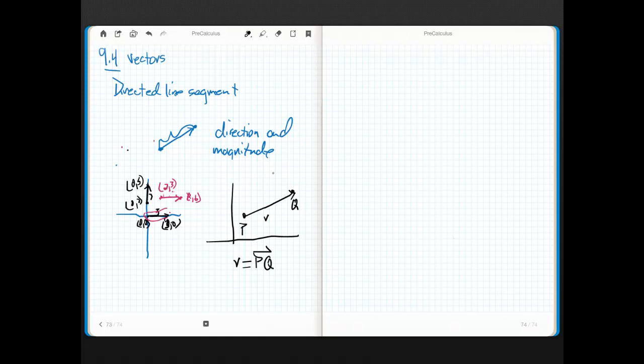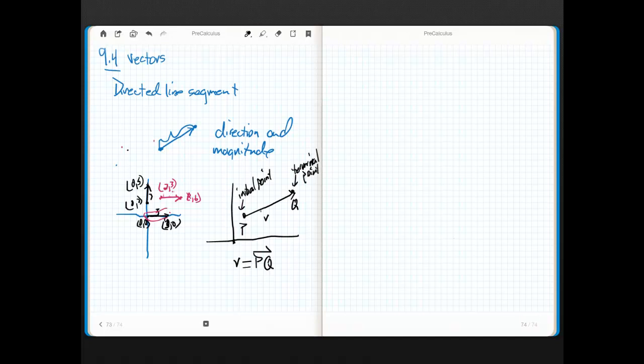Now, think about this for a second. This is always fun to wrap your brain around. If this is V, now remember, I said I could move vectors wherever I wanted, right? So if I wanted to, I could take V and stick it so that the initial point, let's talk about this. This is called an initial point, and this is called the terminal point.